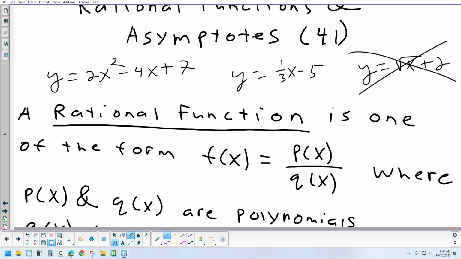Nope, can't have a square root. Okay, if it has a square root, that's not a polynomial. That's pretty much the only thing we're going to have to look out for, but you're not going to have any with square roots.